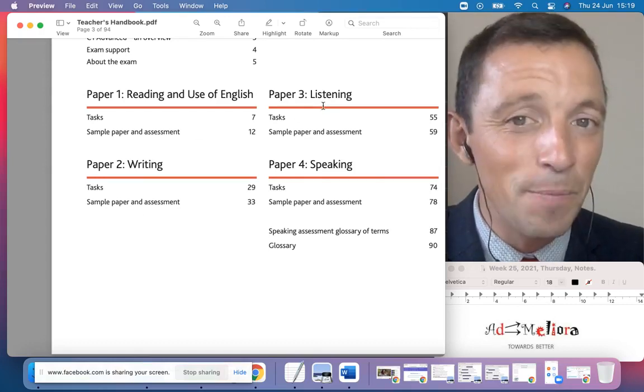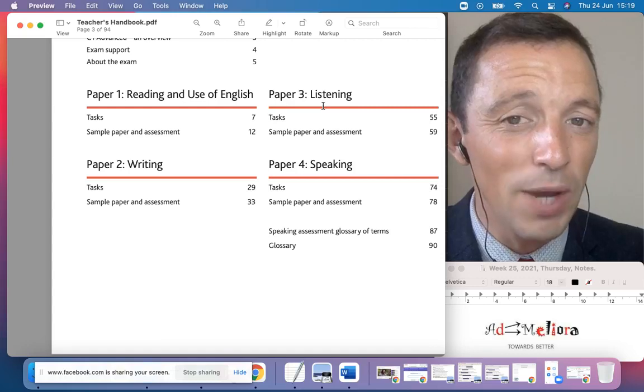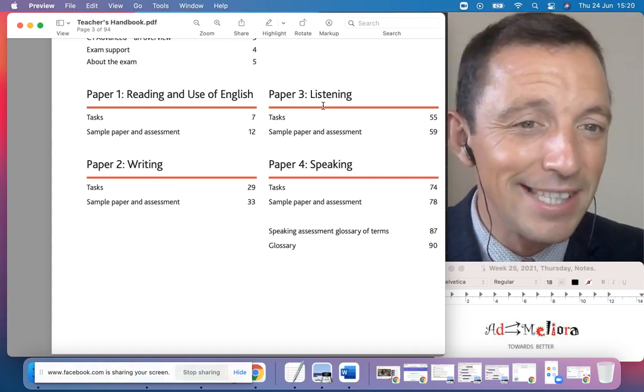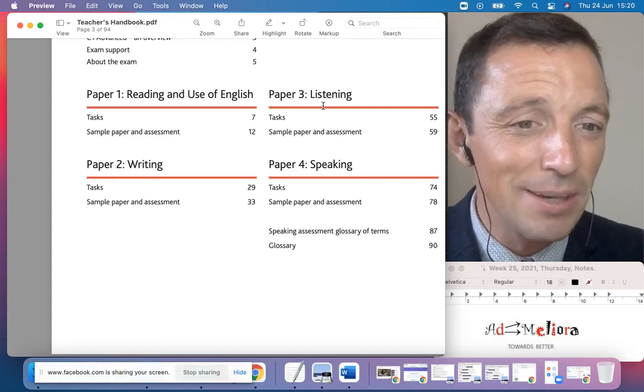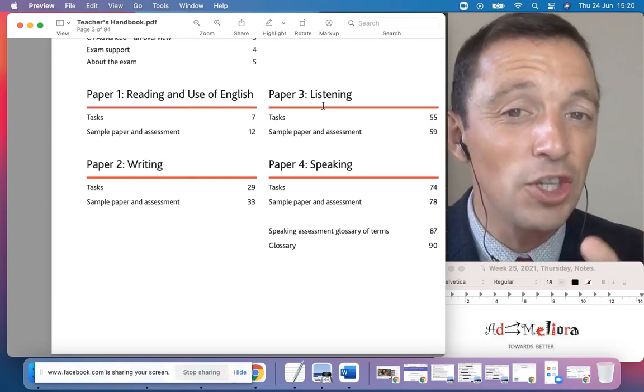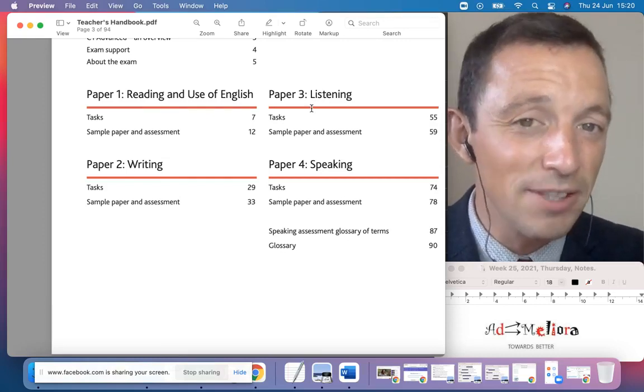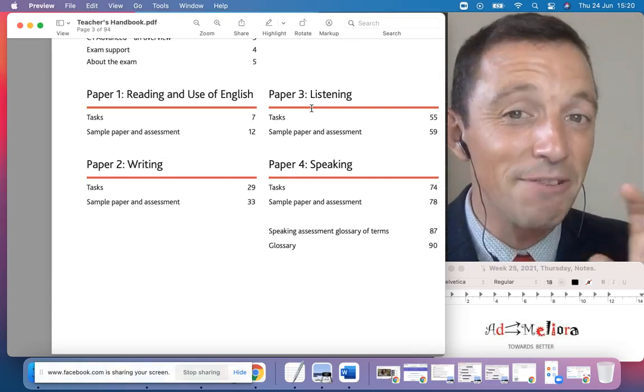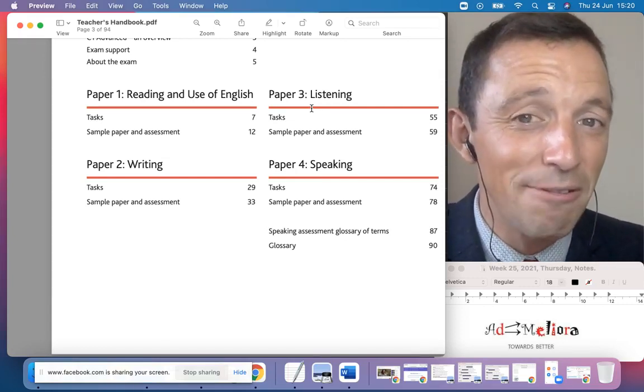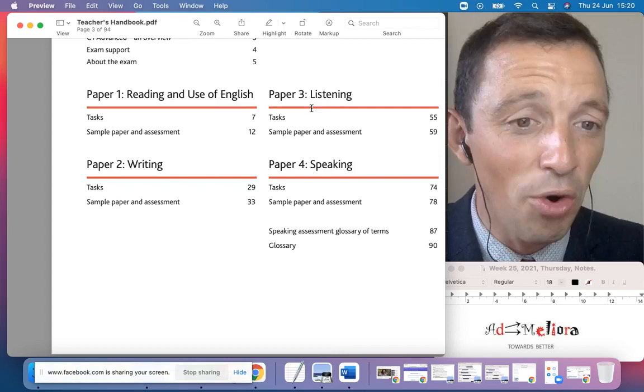In the listening, you have 4 different parts as well. Part 1, I think you have maybe 6 questions, possibly 6, possibly 8 questions, but they're very short, multiple choice, different speakers, I think 6 different situations, and you have 6 different questions, multiple choice with 4 options.